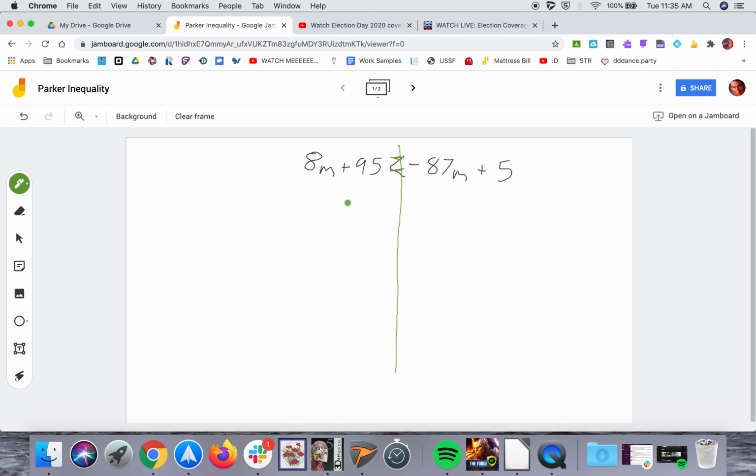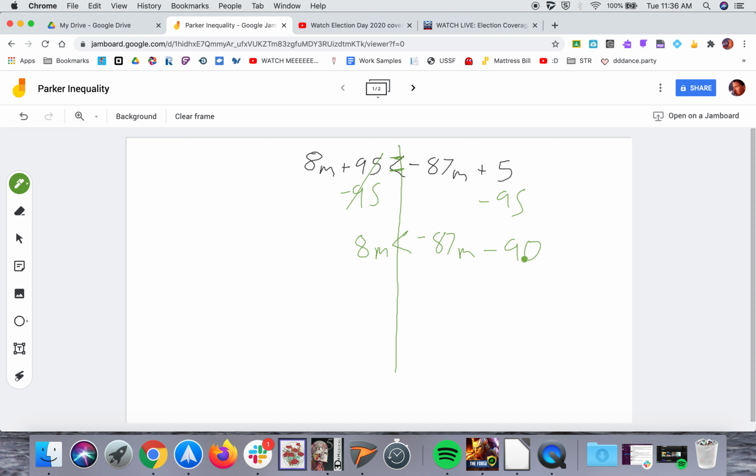So the steps that they did, and again, there's all kinds of different ways to do this. Math is cool like that, is we always do opposites to move stuff over. So if I want to get rid of this 95 over here, the opposite of adding is subtracting. So we do that from both sides, numbers to numbers. So those cancel out and we get 8m less than. We still have that negative 87m right there. 5 minus 95, negative 90. Boom.